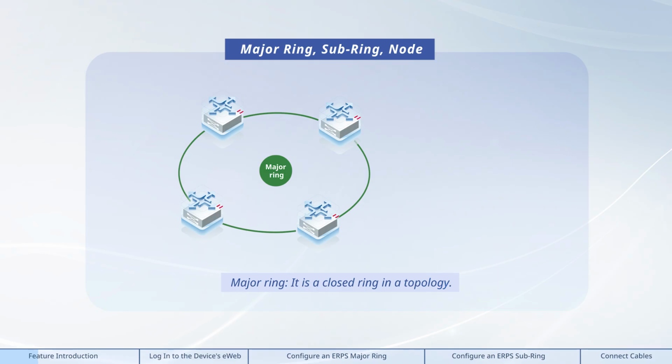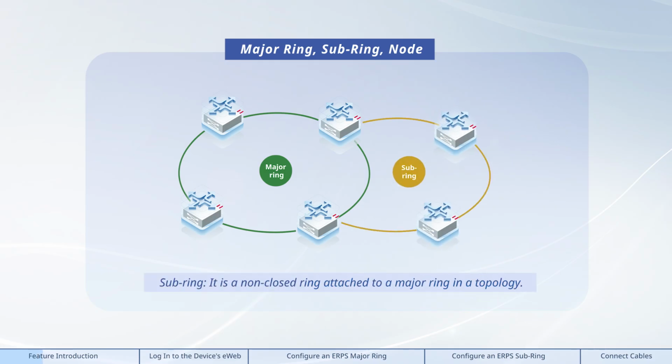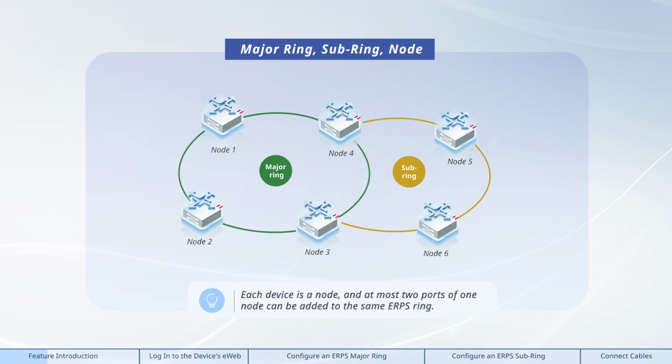Major ring: it is a closed ring in a topology. Subring: it is a non-closed ring attached to a major ring in a topology. Each device is a node, and at most 2 ports of one node can be added to the same ERPS ring.